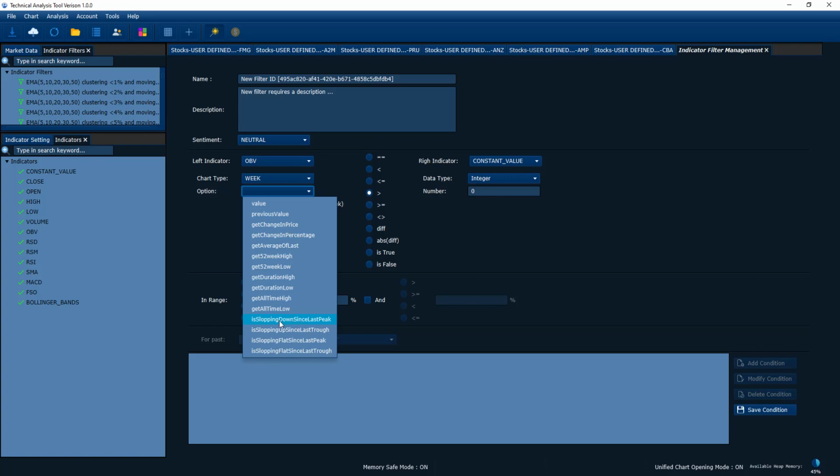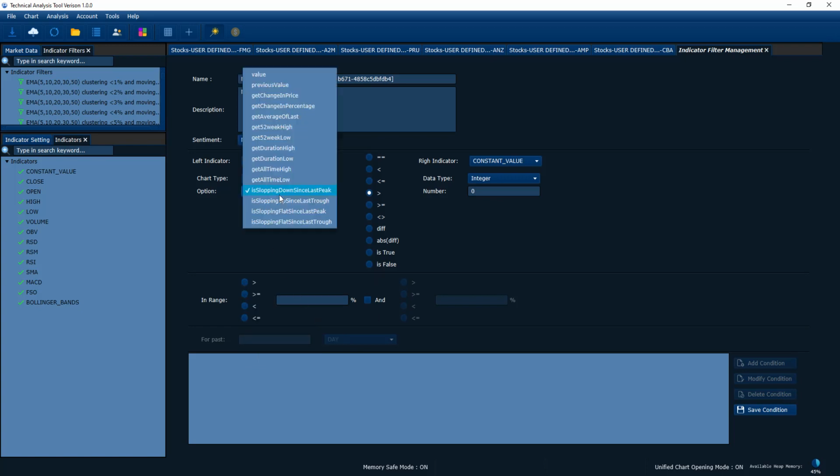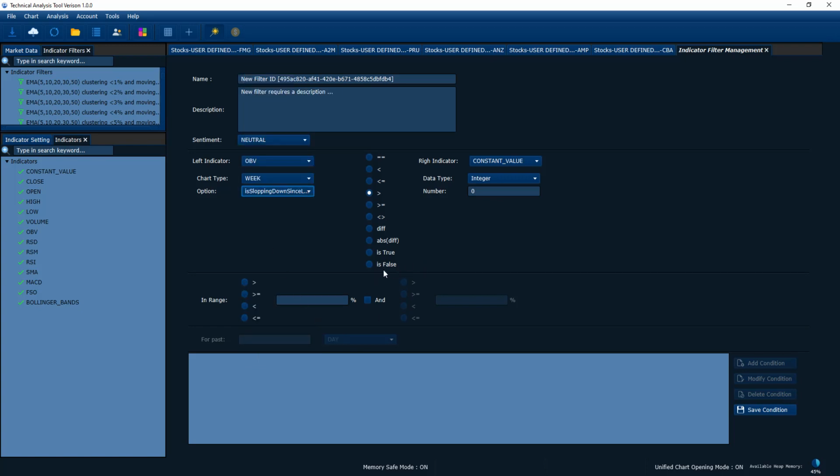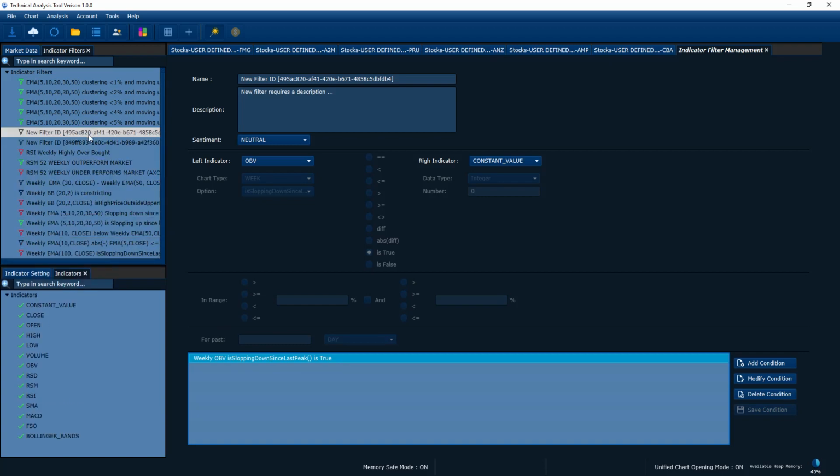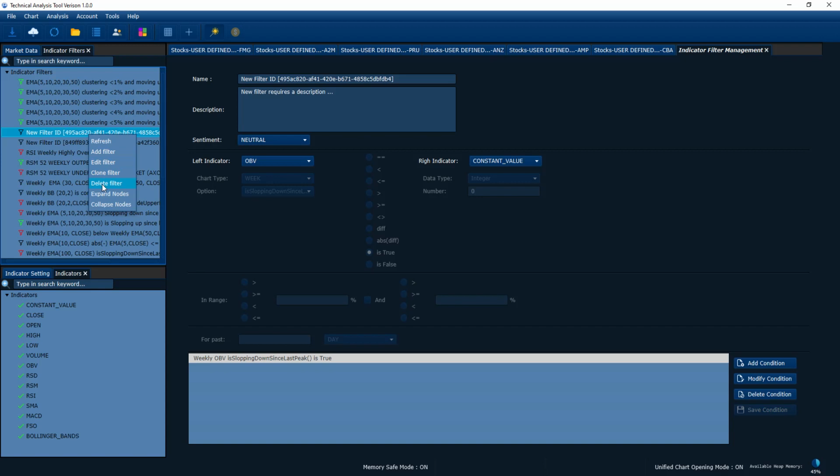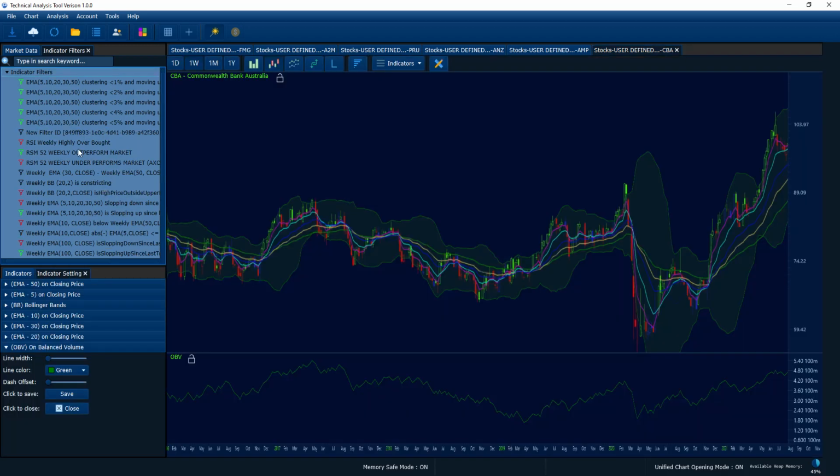You can check the direction of the OBV. Let's just say, is it sloping down since the last peak? That means you want to see all the shares where the OBV is sloping down since the last peak. Once you save it, you can use this filter in your market scan. Okay, so that's the OBV. Let's just delete all those.